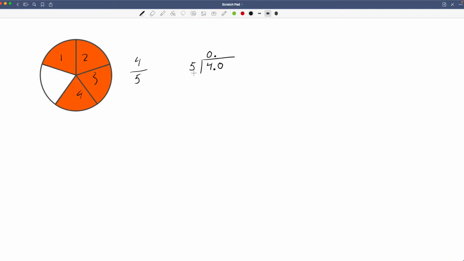Because 0 times 5 is 0. We can skip this whole step if we want to, but sometimes it's handy to go through it just to put our 0 in the right spot, or to put our 0 in the decimal. So now I bring down my 0 here, and I say 5 into 40. Well, I know that's 8. 8 times 5 is 40. When I subtract, I get 0 remainder. So a fraction, 4 over 5, is equal to the decimal 0.8. Isn't that neat?